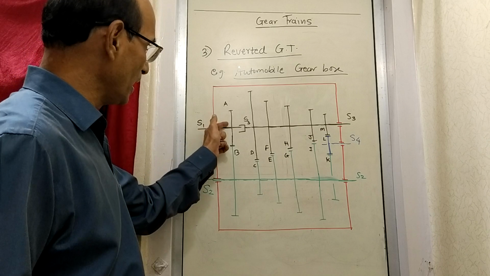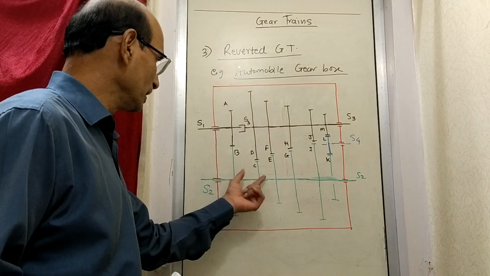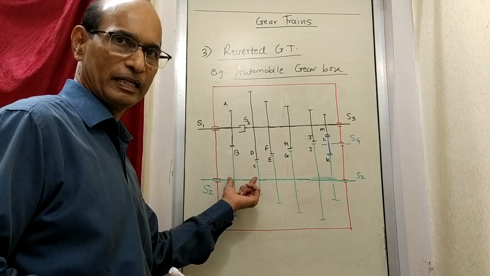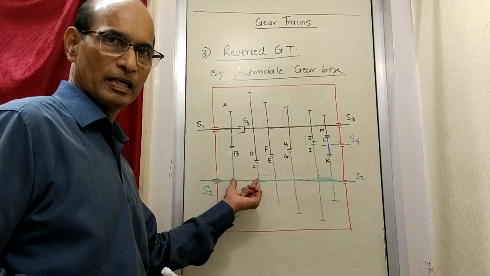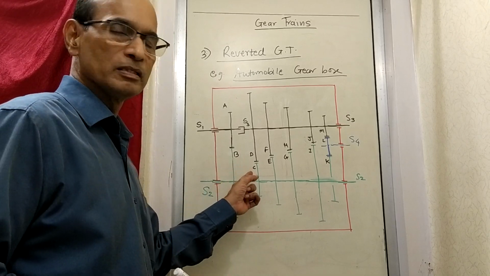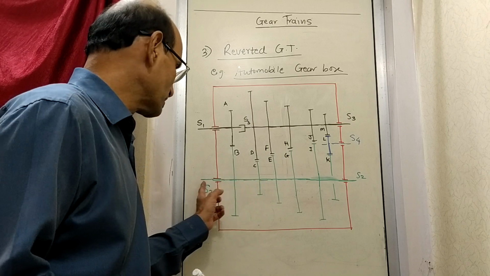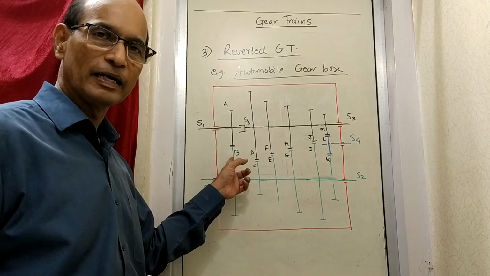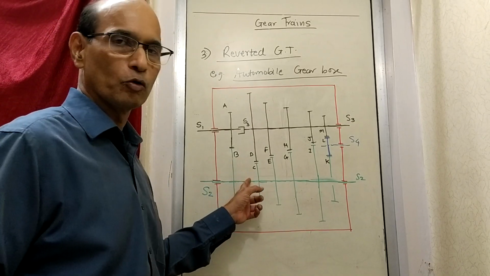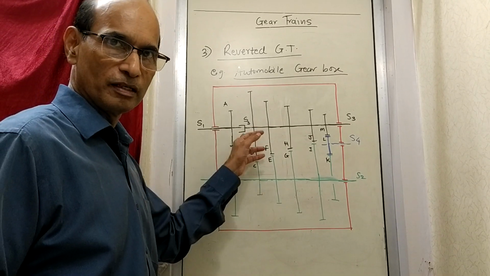So from gear A, the drive has gone to gear B. B and C are on the same shaft. They are fitted. That means they are integral. So whatever is the speed of B, the same will be the speed of C. So this entire shaft is rotating with the same speed as that of B. So C started rotating. Now C is connected to D, so there will be some change in the speed.